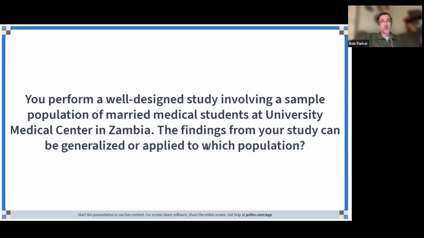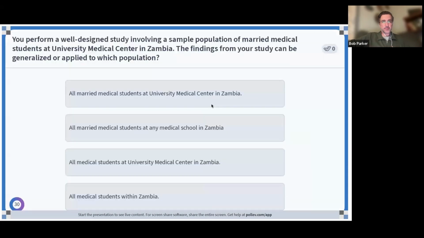All right, next question. You perform a well-designed study involving a sample population of married medical students at University Medical Center in Zambia. The findings from your study can be generalized or applied to which population? All married medical students at University Medical Center in Zambia, all married medical students at any medical school in Zambia, all medical students at University Medical Center in Zambia, or all medical students within Zambia.